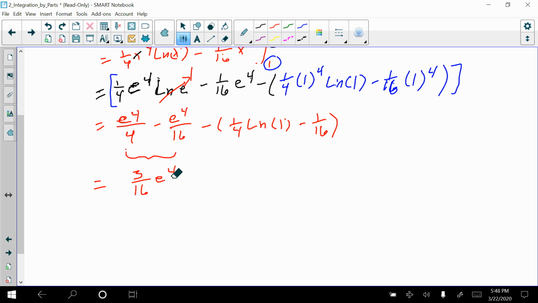And here, when we distribute, natural log of 1 times 1/4 minus 1/16, when we distribute the negative, that'll be a positive 1/16. And in this case, we really can't go any further than that unless we want to actually get a decimal number with e. So we're going to go ahead and stop there.